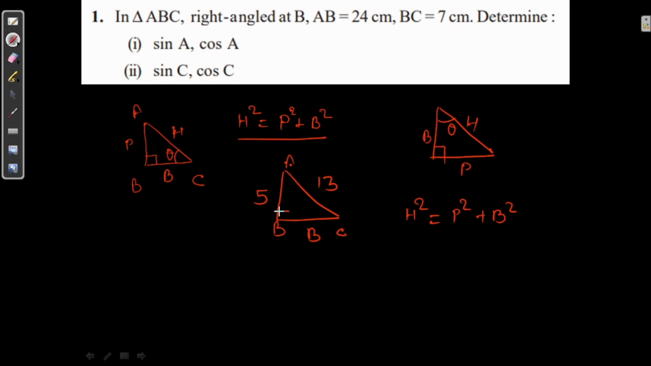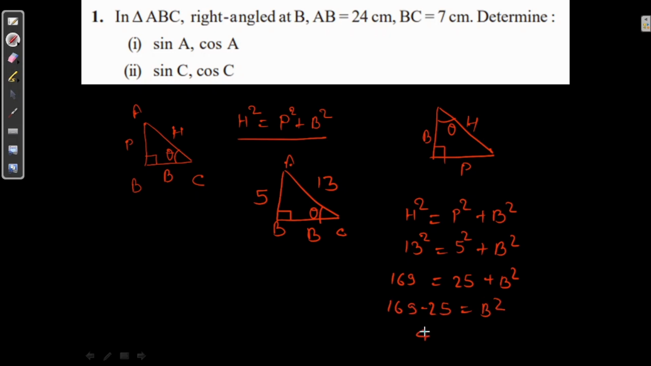What is the hypotenuse? The side opposite to the right angle. As you can see, it is 13. What is the perpendicular? Let's say I am talking about this angle, so the perpendicular here is 5. I don't know the base here, but 13 square is 169. That is something you should learn. 5 square is 25, plus b square. That 25 goes to the left hand side with a minus sign, a simple transposition rule: 169 minus 25.